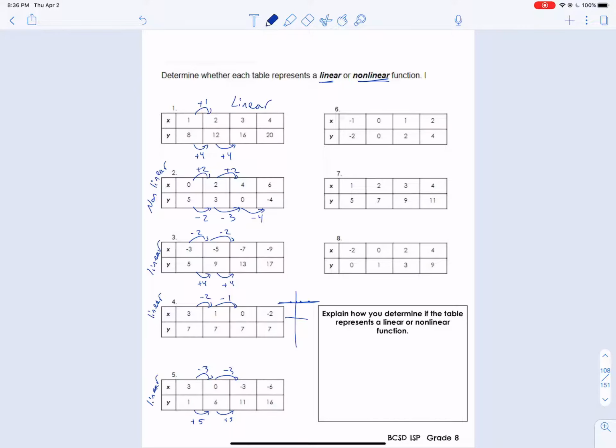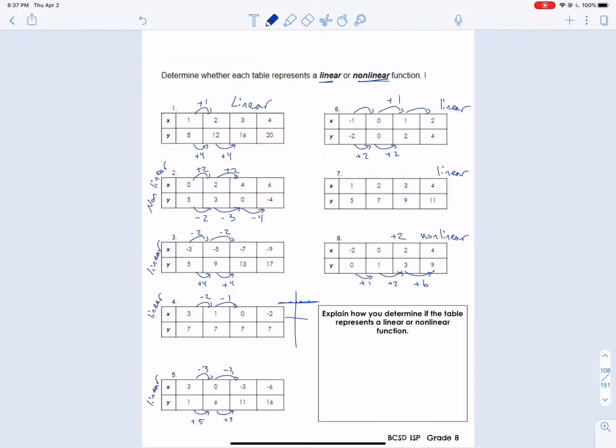Okay, number 6. +1, +1, +1. On the y side, +2, +2, +2. So this is linear. Number 7, x is adding 1, y, we're adding 2, adding 2, adding 2. This is linear. 8, adding 2 on the y, adding 1, and then adding 2, and then adding 6. So this is nonlinear.